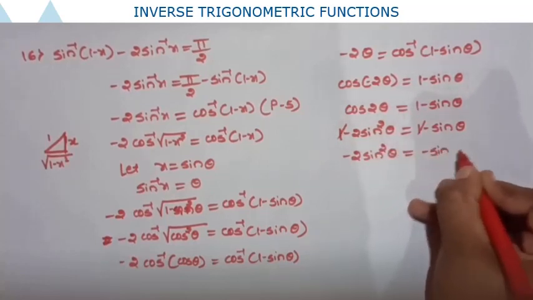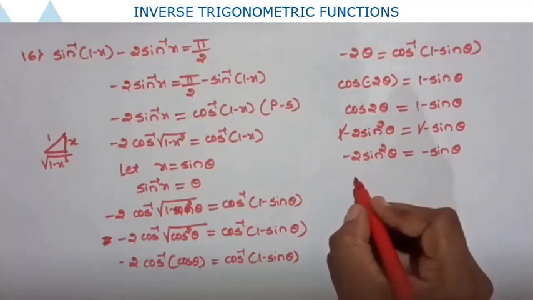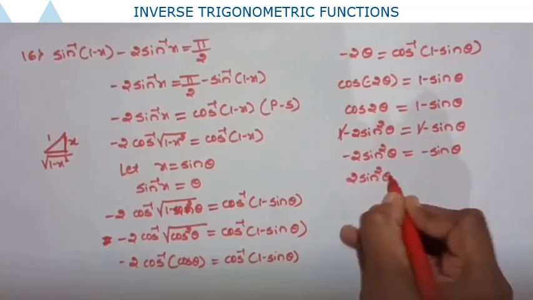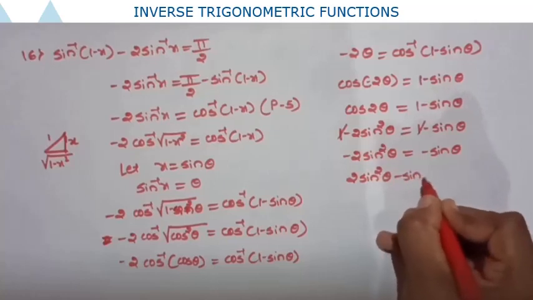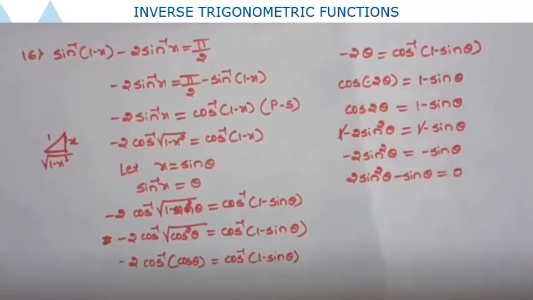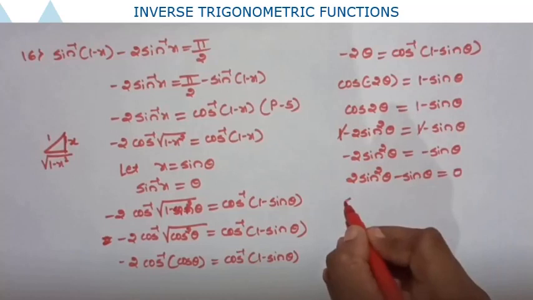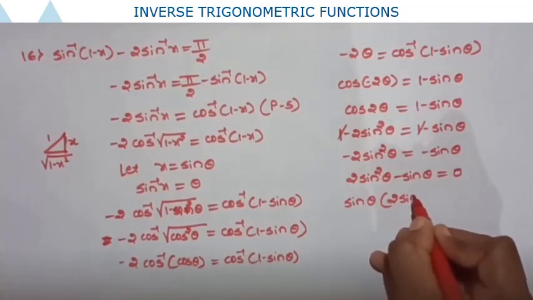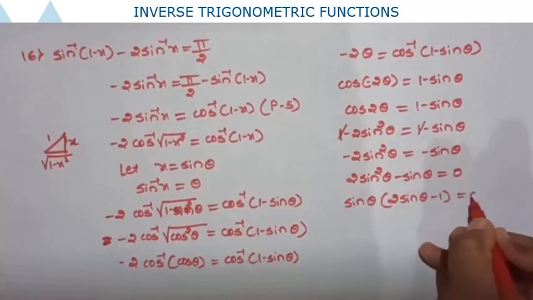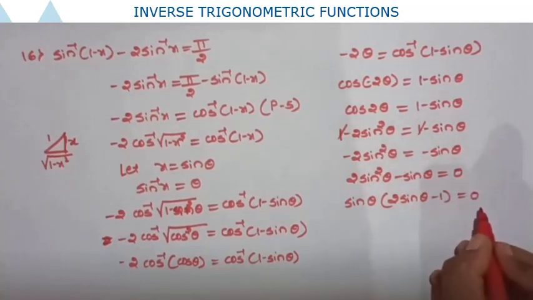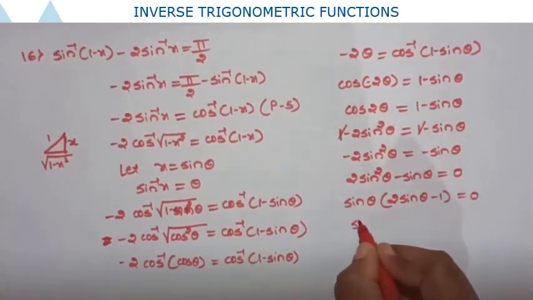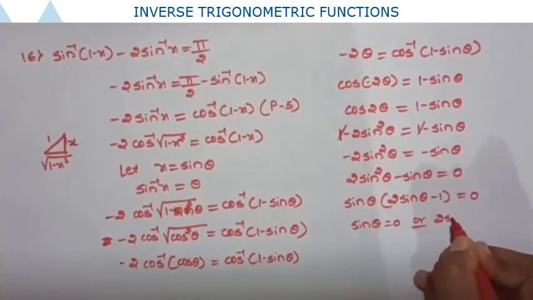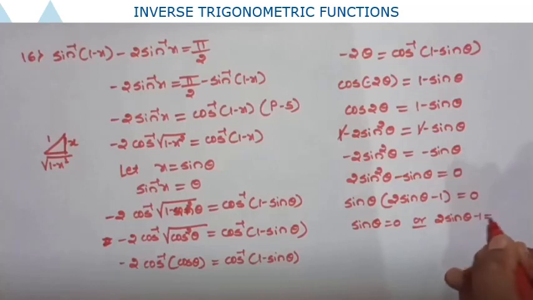So write it in complete quadratic equation. So it becomes 2 sin square theta minus sin theta equals 0. And in these two what is the common thing? The common is sin theta, so inside it becomes 2 sin theta minus 1. If x into y is equals to 0, we can have x equals to 0 or y equals to 0. 2 sin theta minus 1 equals to 0.